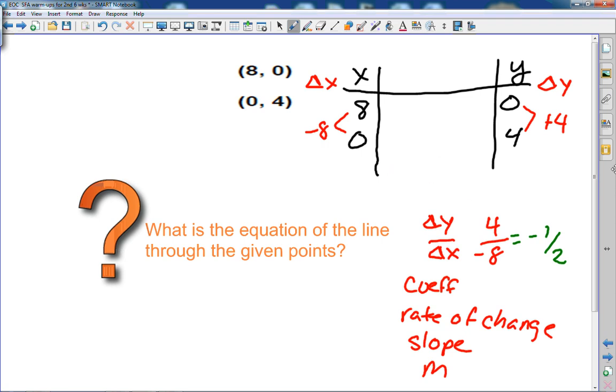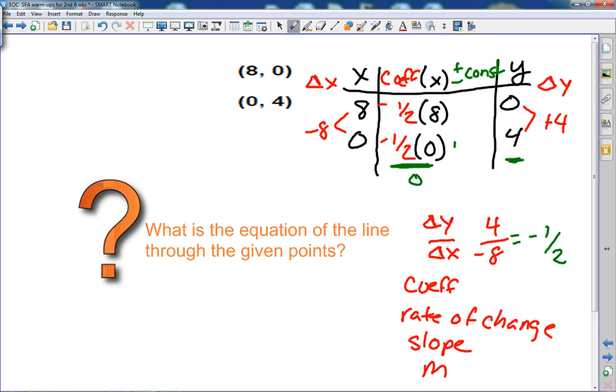So I'm going to put in there negative 1/2. Remember, it's the coefficient times my letter X. This is multiplied by 8, and this is multiplied by 0. Then you have to figure out what you need to add or subtract to get your constant. Right here, you multiply these two together. I always do 0. It's easy because anything times 0 is 0. What do you have to add to 0 to get to 4? Plus 4. So my equation is y equals negative 1/2 x plus 4.